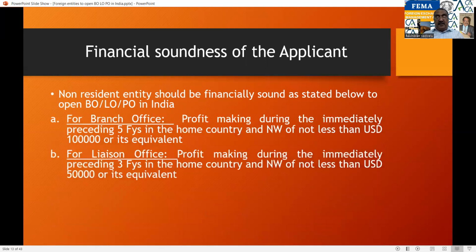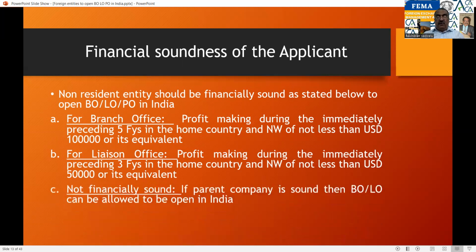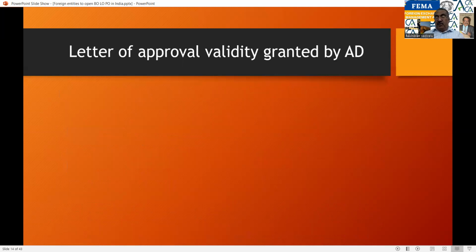In case of a liaison office, same thing. It should be a profit-making foreign entity for the immediately preceding 3 years in the home country, and its net worth should be not less than $50,000 or its equivalent. If it is not financially sound but the parent company is sound, then a branch office or a liaison office can be allowed to be opened in India.